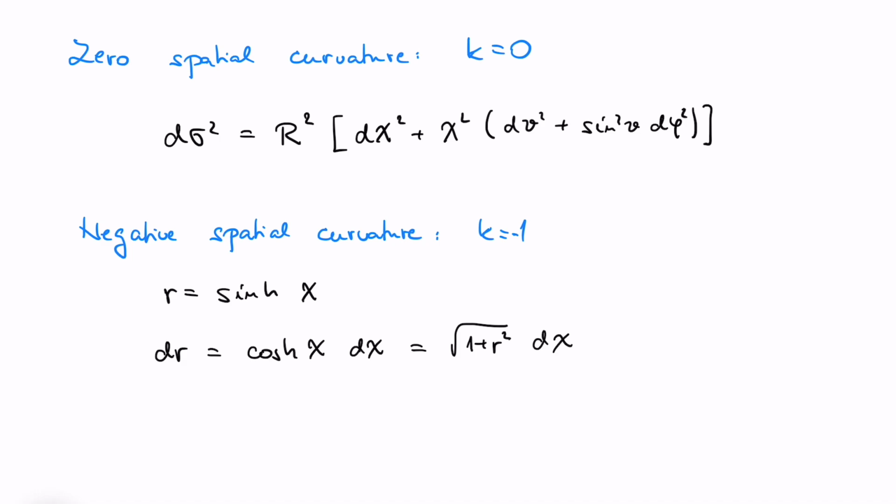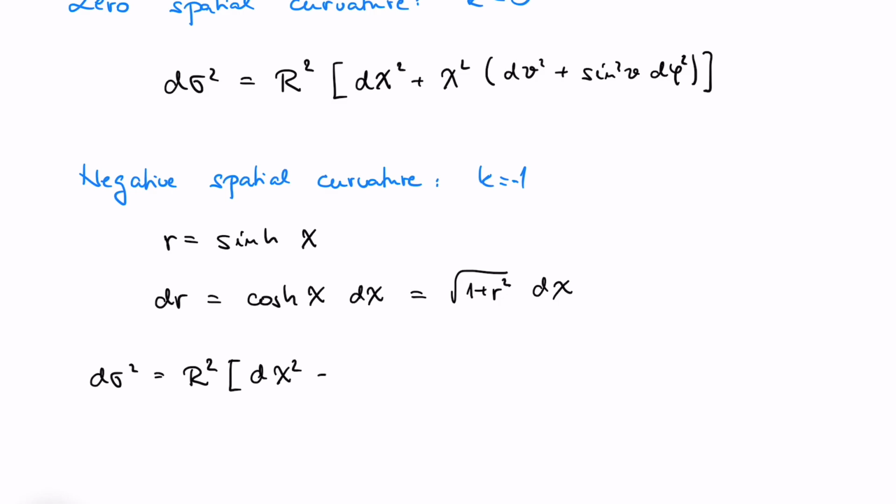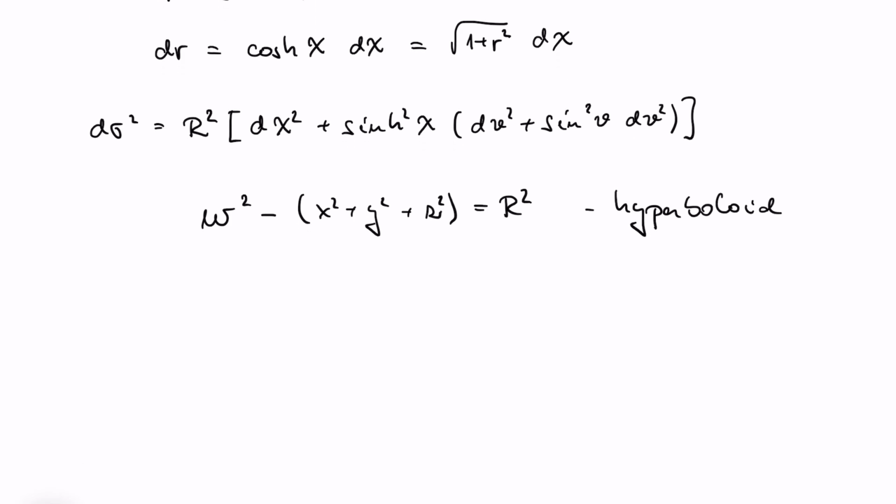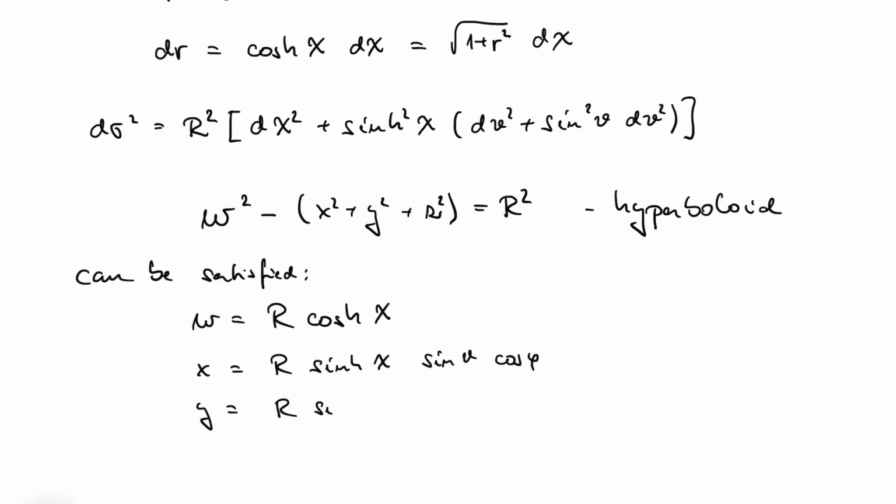Then the spatial part of the Friedmann-Robertson-Walker metric is this. Again, I'd like to visualize, in quotation marks, what kind of space this is. And I'm going to claim that this is a three-dimensional hyperboloid which could be embedded in a four-dimensional Minkowski space. The hyperboloid is defined by this constraint. And the constraint can be satisfied by appropriate parametrization of the hypersurface, which is this.